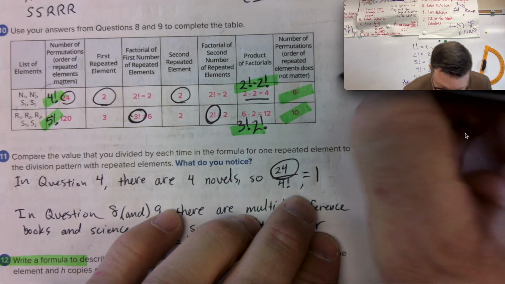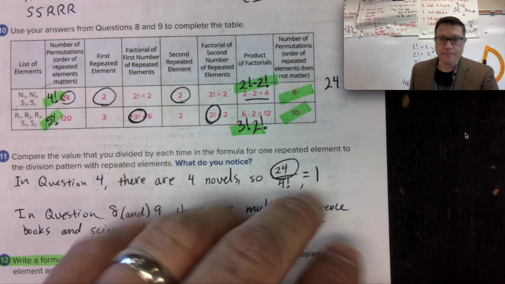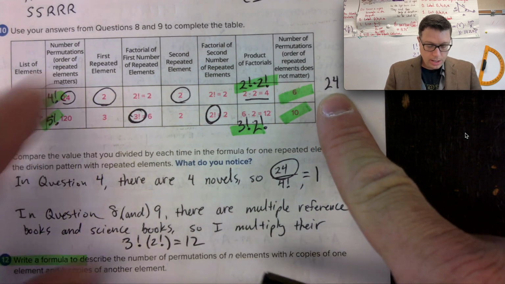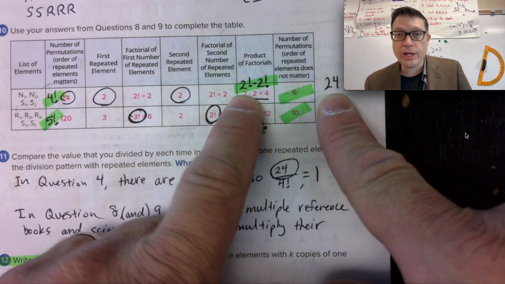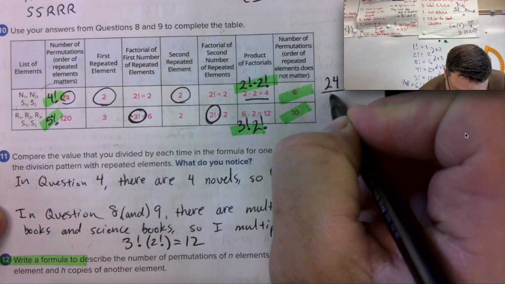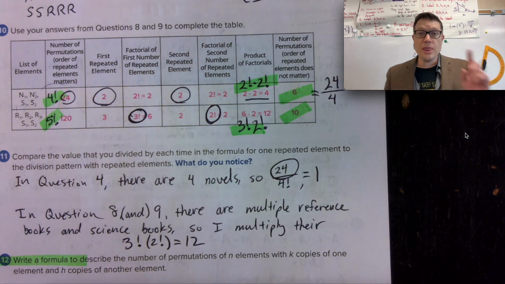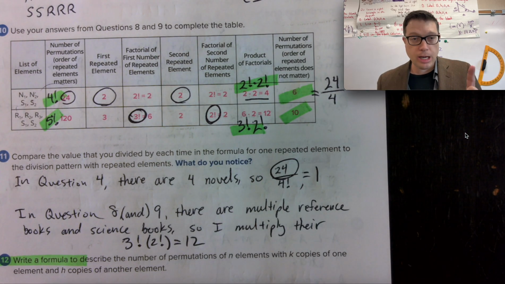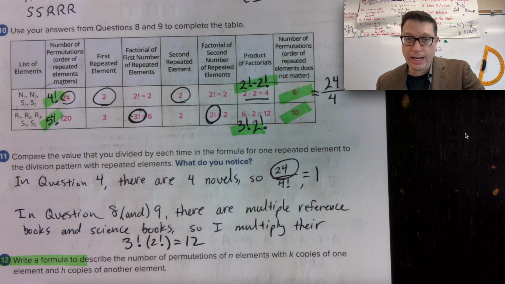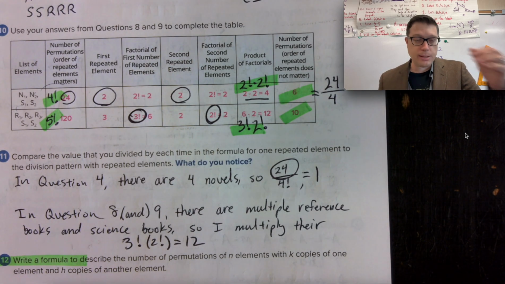4 factorial is 24. 2 factorial, 2 factorial is 4. So if I divide, we get 6. That pattern, it also happens in the bottom one. Write it out first, pause the video and write it out. Resume the video and see if you wrote the same thing.